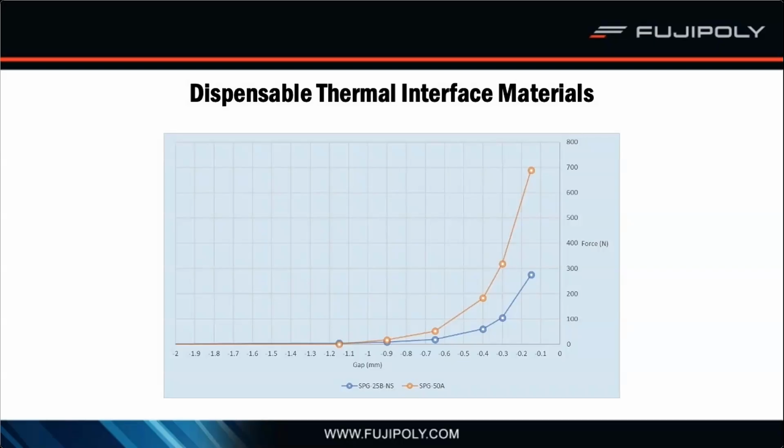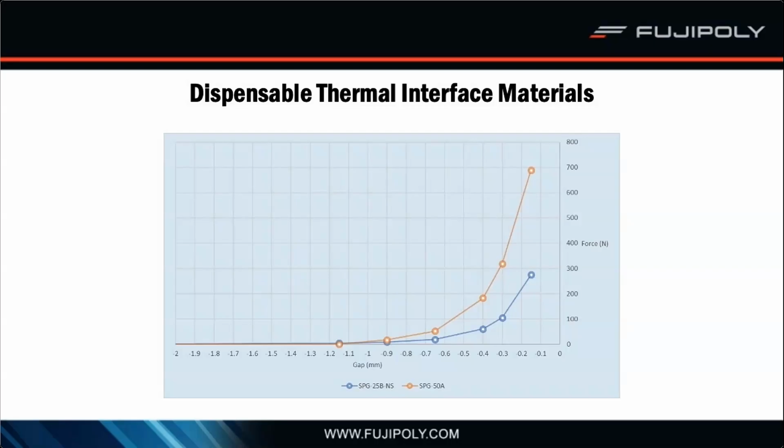Even though dispensable TIMs are designed to work with thin bond lines and gaps, at a certain point when compressing, a dispensable TIM will result in a dramatic increase in the force. So on the screen is a force and displacement curve for a compression test on the SPG50A and the SPG25B NS. The NS designates that it's a non-silicon material, but other than that, they're both designed to be dispensable gap fillers. Both materials are designed not only to break down contact resistance, but also fill in gaps between a few hundred micron and up to 1 millimeter. These materials are stable and will not flow even when there's little to no pressure.